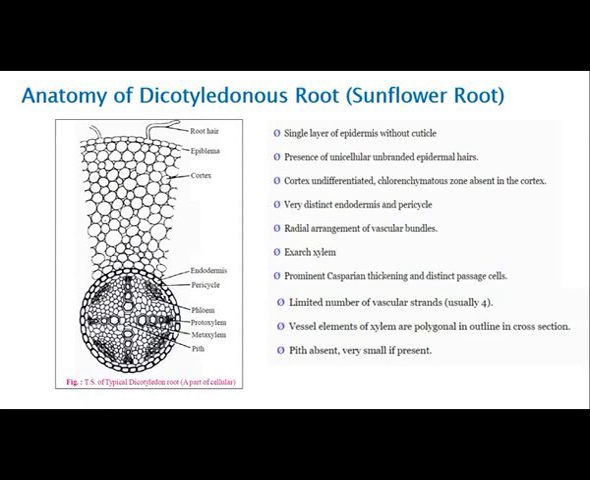The cells of the epiblema from where the root hairs originate are called the trichoblast cells. These are the trichoblast cells. And cuticle and stomata are absent in the outer layer of this dicot root.